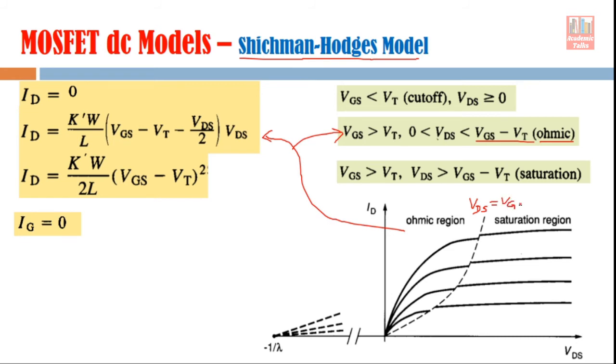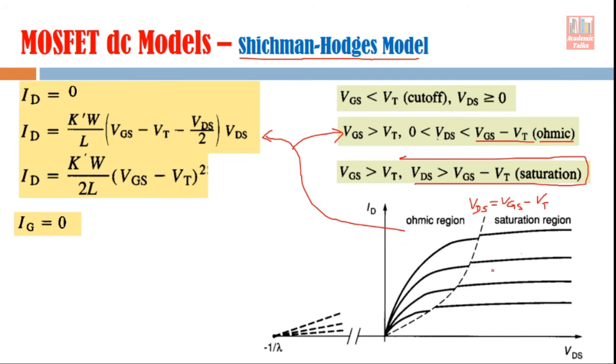I hope that you all are very much aware of this fact, that this curve corresponds to this condition. If we are here in the ohmic region, then VDS is less than VGS minus VT. You can see here, right? This portion corresponds to this portion. And when we are here in the saturation region, VDS is greater than VGS minus VT. This is the saturation portion. But remember, VGS surely is greater than VT, right?